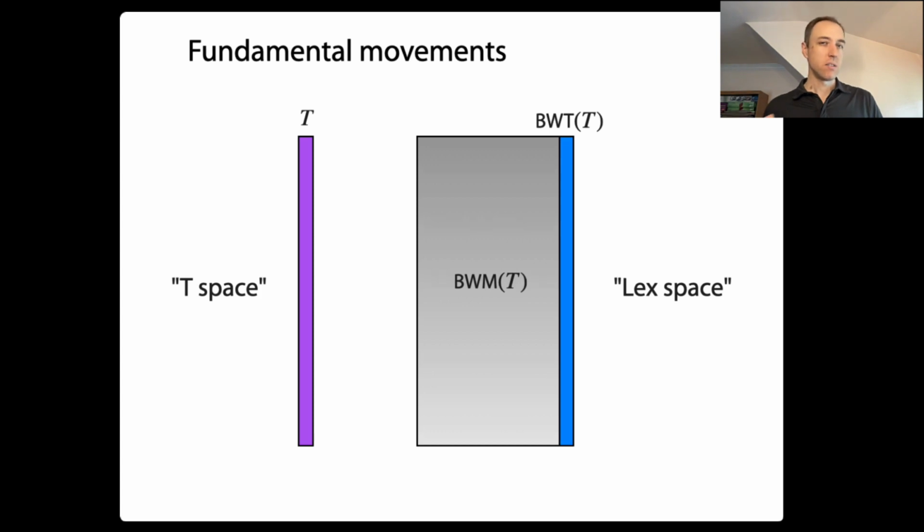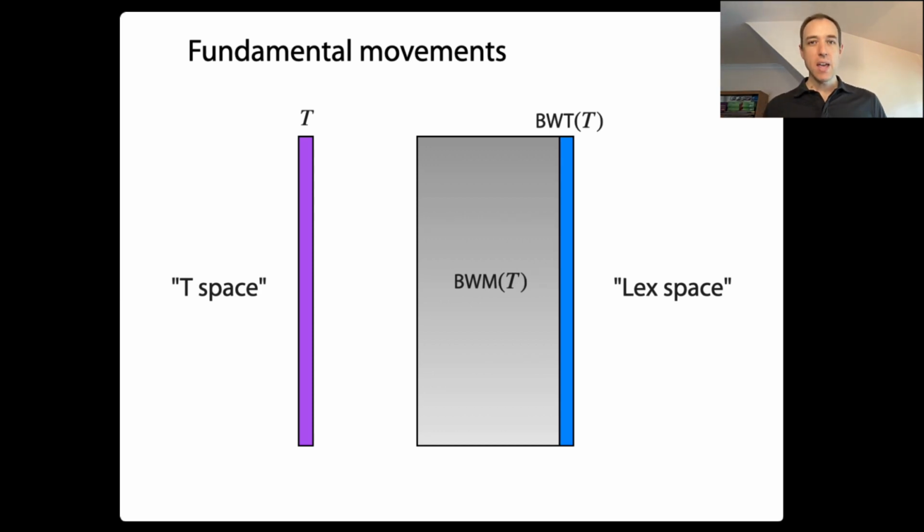For the purpose of this talk, I'll just call it lex space. Lex, short for lexicographical, so it's a little bit like alphabetically ordered space. So on the one hand, we have t, and we think in terms of offsets with respect to t. And on the other hand, we have the Burrows-Wheeler matrix, and we think in terms of, in essence, ranks, right? Like the ranks of suffixes that are the right contexts of characters within t. T space, lex space.